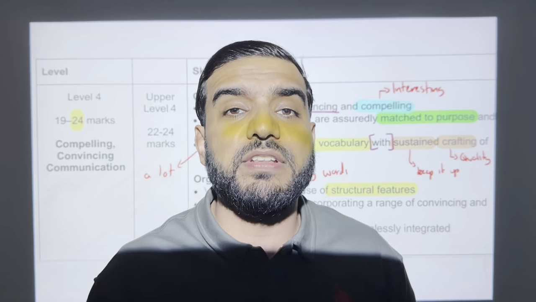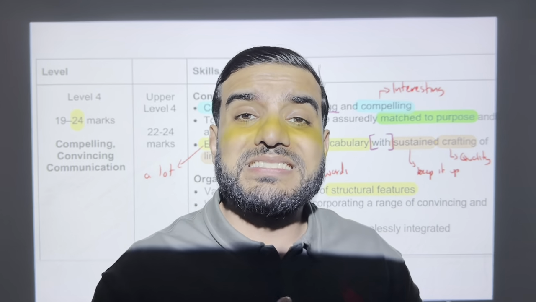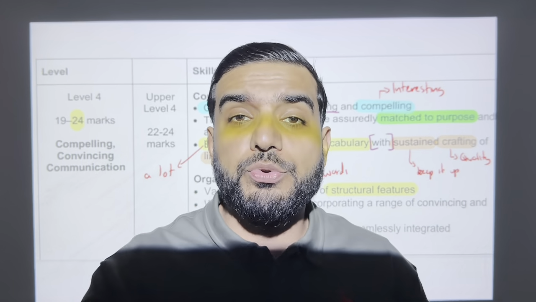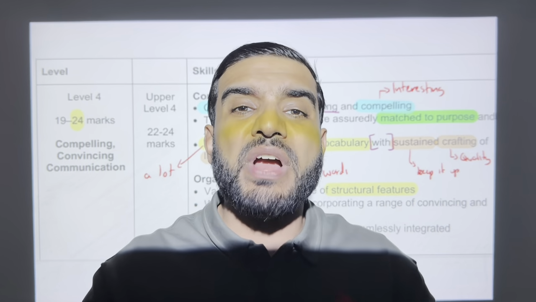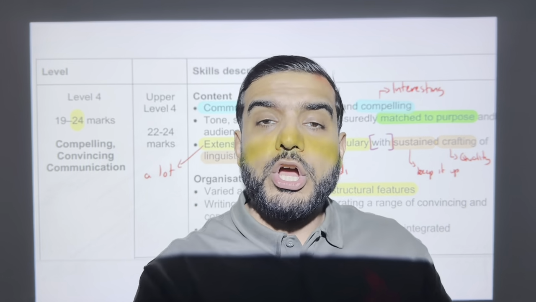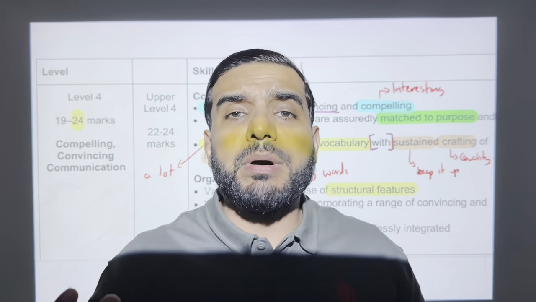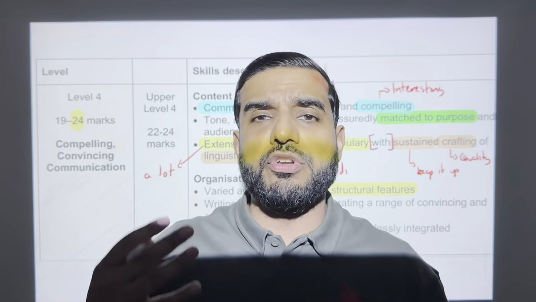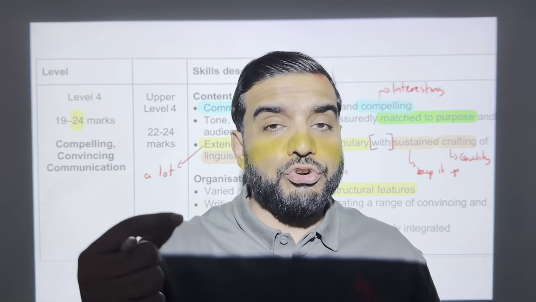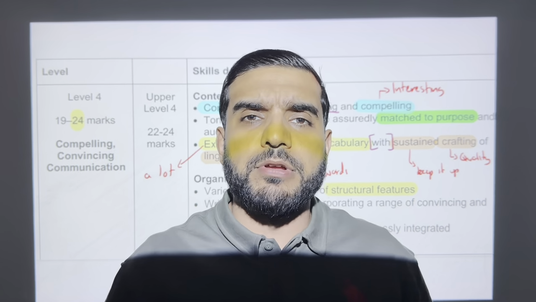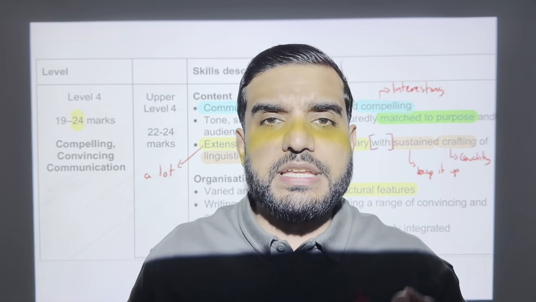Why does it have to be convincing? It has to be convincing because the question will ask you to present your point of view or to argue for or against. By the end of your essay, you have to have convinced the examiner of whatever stance you have. So whether you argue for or against, by the end of your speech or your letter or your article or your blog, whatever we're doing, you will have to have convinced your examiner of your argument. How do you do this? You do this through good quality arguments.